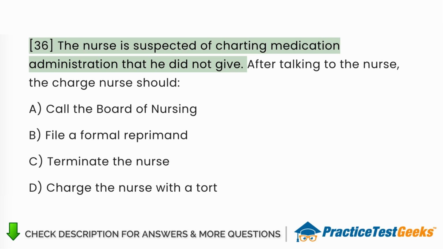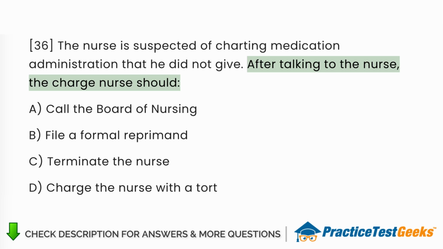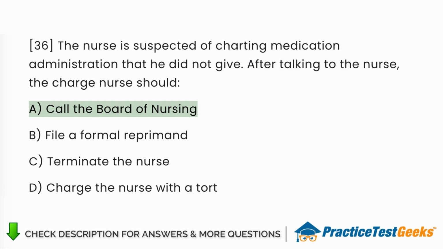The nurse is suspected of charting medication administration that he did not give. After talking to the nurse, the charge nurse should A. Call the board of nursing. B. File a formal reprimand. C. Terminate the nurse. D. Charge the nurse with a tort.